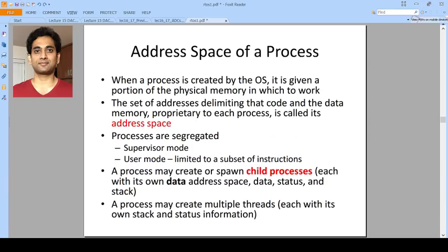Now, I mentioned the resources that are necessary for a process. For a process to execute, it needs resources. So when a process is created by the operating system, when a task is created by the operating system, it is given a portion of the physical memory. It is allocated some space in the physical memory.